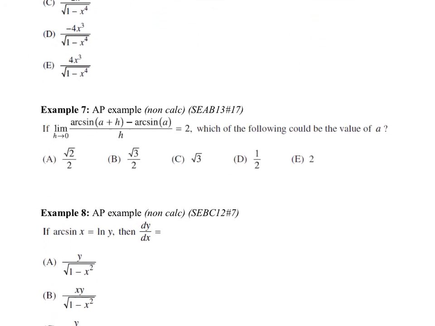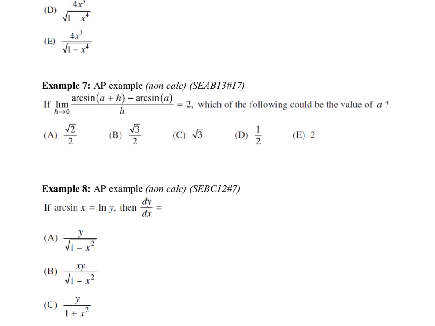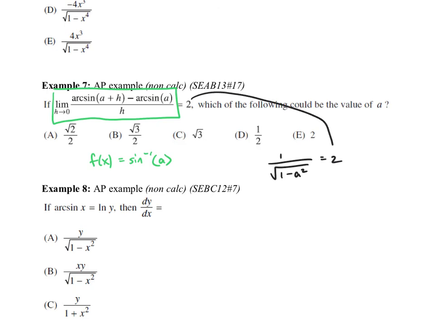For example 7, we have the definition of a derivative written right here in limit form. So that is going to be the derivative of our function, and our function is the inverse sine of, it looks like a. So again, a is a dummy variable. We could use x instead. But what we're trying to do is calculate the derivative and then set it equal to 2. So we have the derivative, which is 1 divided by the square root of 1 minus a squared, and it's equal to 2 given to us in the problem.